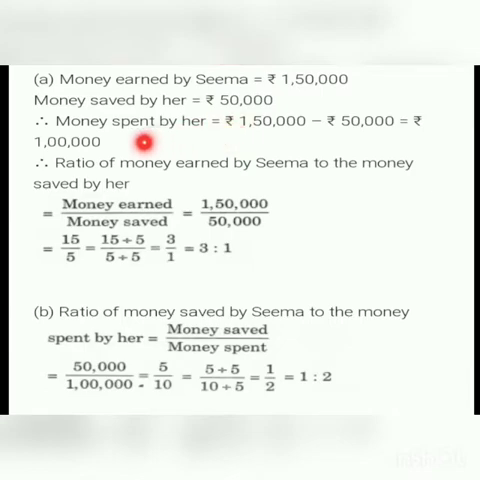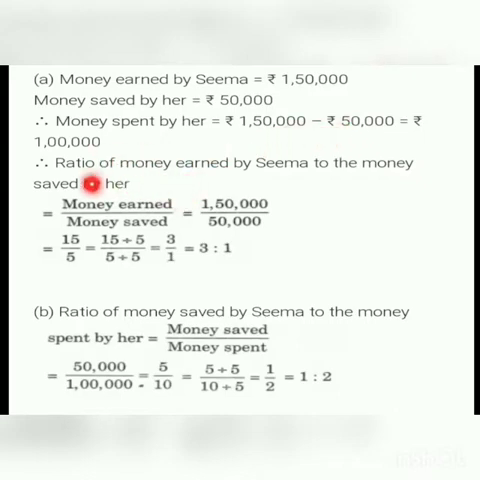So the first question is the ratio of money earned to money saved. The money spent by her will be what? Rupees 1,50,000 minus 50,000. Her total earning is 1,50,000 rupees, and from that 50,000 rupees she saved. So the rest she is spending. So 1,00,000 rupees she spent.